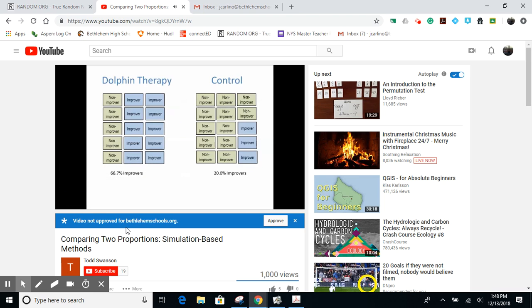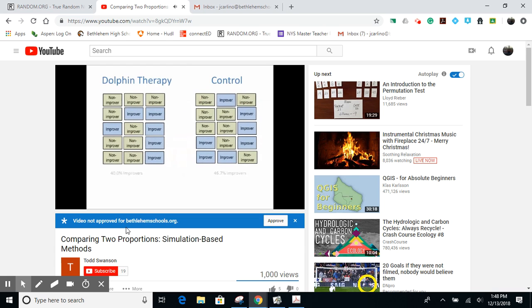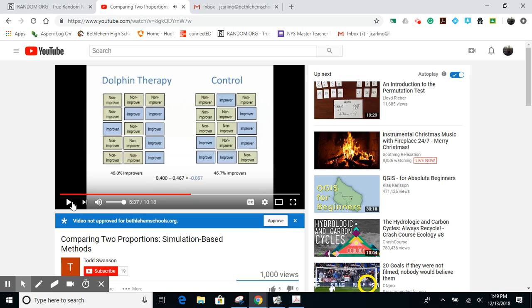Here are cards representing the results from the actual study with 10 improvers in the dolphin therapy group and 3 improvers in the control group. We shuffle the cards and deal them into 2 piles of 15. In doing so, just by chance, we got 6 improvers out of 15, or 40% in the dolphin therapy group, and 7 improvers out of 15, or 46.7% in the control group. This gives us a difference in proportions of negative 0.067. How's that compared to the one we observed? Way off or right along with it?